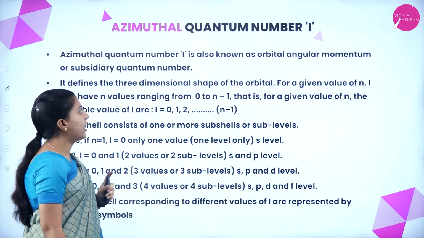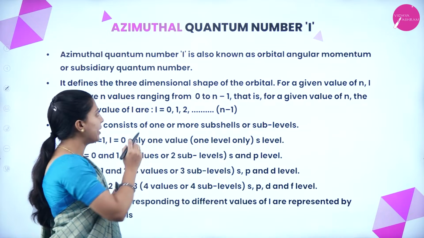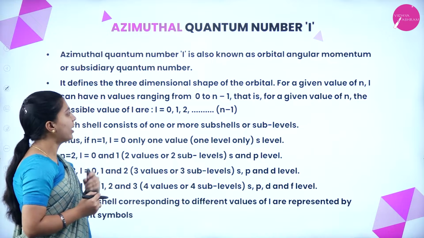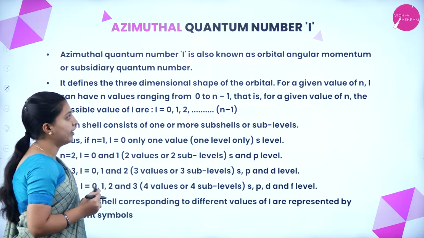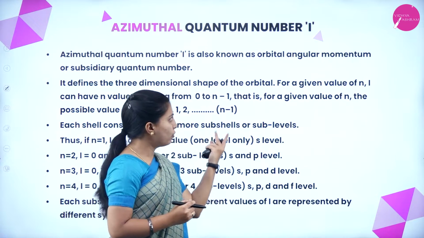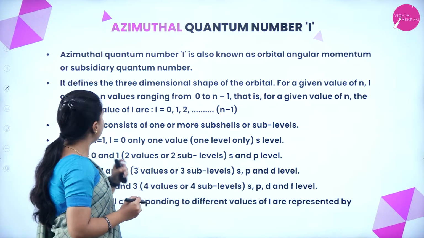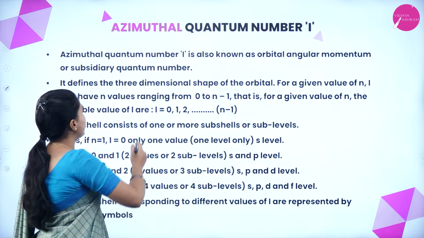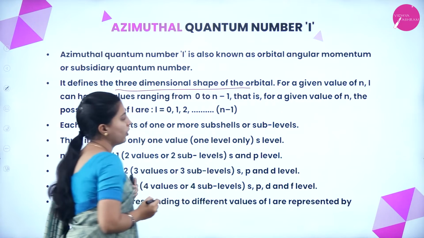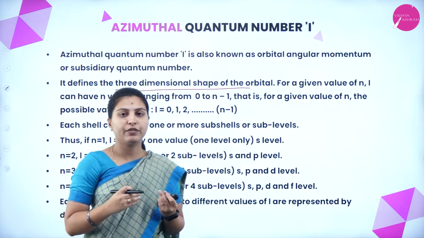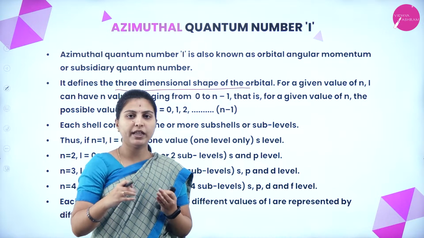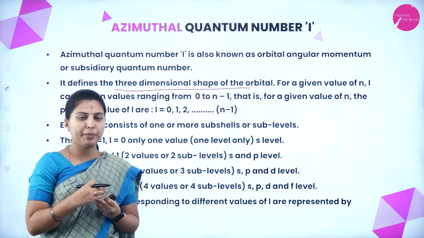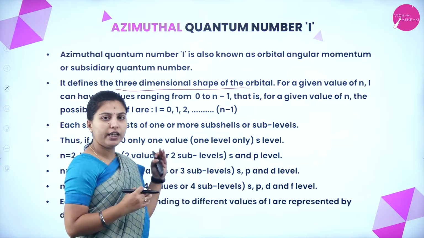Next is the azimuthal quantum number, which is designated by small l. The azimuthal quantum number is also known as orbital angular momentum or subsidiary quantum number. It is called by these 2 different names. It defines the 3-dimensional shape of the orbital. Okay, it defines 3D orbitals. We cannot assume it in a 2D shape. What we write is in 2D shape only, but the actual picture is the 3-dimensional shape of the orbital.